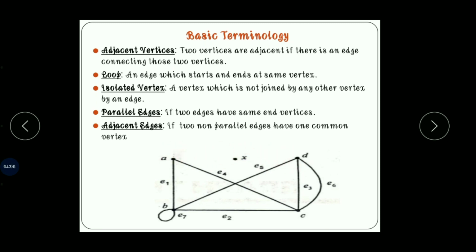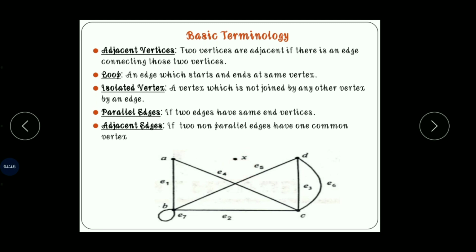Loop, as I have just told you, is an edge which starts and ends at the same vertex. Here you can see E7. It's starting from B and it's ending at B. So such an edge is called a loop. Next one is isolated vertex. A vertex which is not joined to any other vertex by an edge is called an isolated vertex. Here in this diagram you can see X is not being joined to any other vertex. Such a point which is lonely from the other vertices is called an isolated vertex.